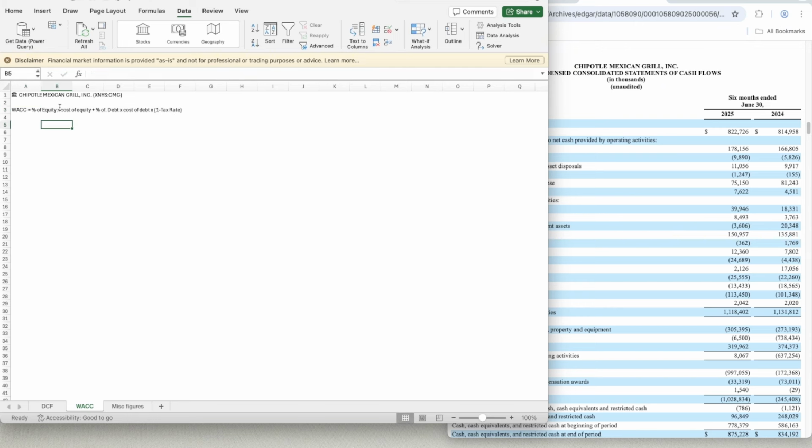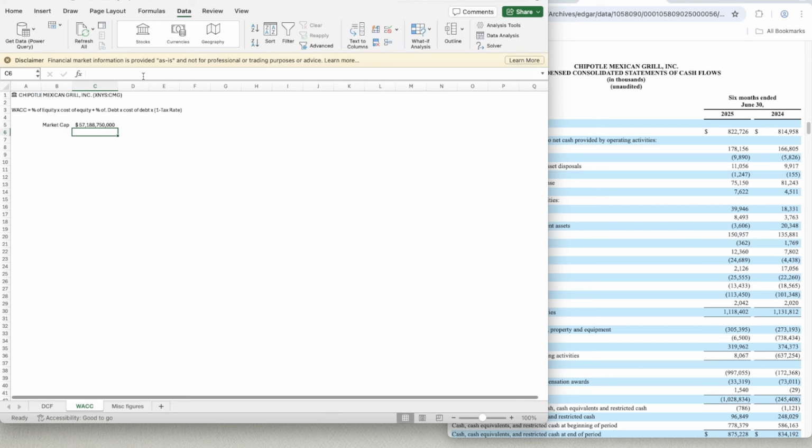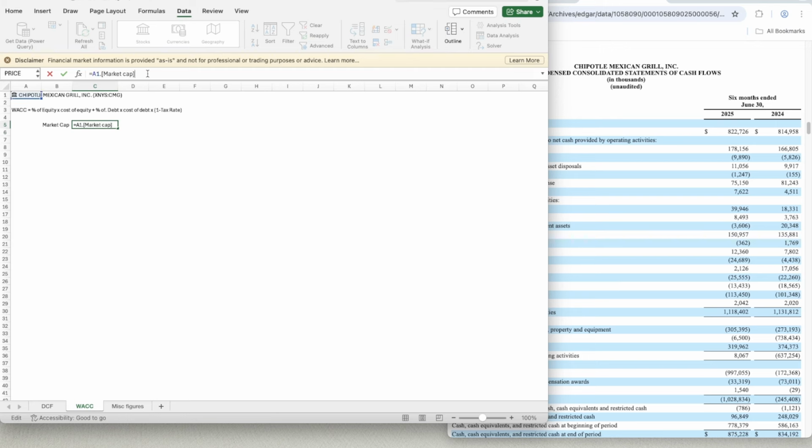So let's go. Market cap is going to be... okay. Yeah, what we need to do, just for formatting, is divide the market cap by 1 million. There we go. Then we have the percentage of equity, which we don't know yet because we need to know what the debt is first before we get to that.